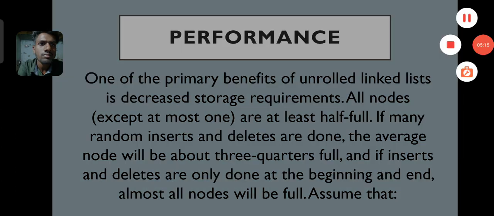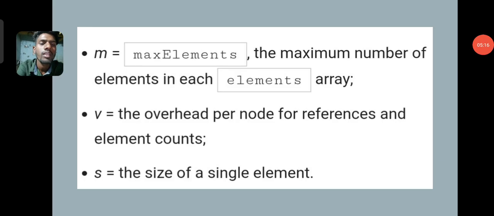Assume that m equals max elements, the max number of elements in each elements array; v equals the overhead per node for references and element counts; s equals the size of a single element.